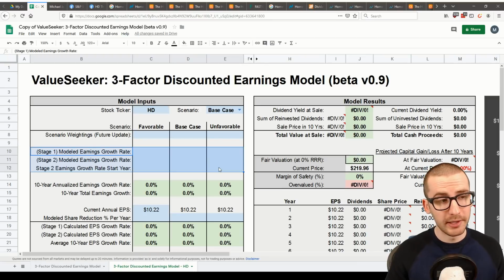Next, we'll go back up in the model and look at the projected earnings growth rate over the next 10 years.